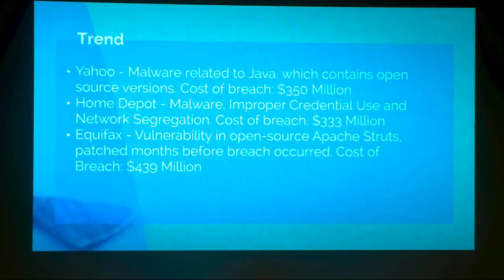So the trend that we see with that, with Yahoo, it was related to malware, related to Java, which contains open source versions. Cost of the breach was around $350 million. With Home Depot, again, we see malware, improper credential use, and network segregation. Cost of breach of around $333 million. With Equifax, it was a vulnerability in open source Apache Struts, patched months before this breach occurred. Going back to Cliff's talk about the importance of patching, the cost of that breach, around $439 million.